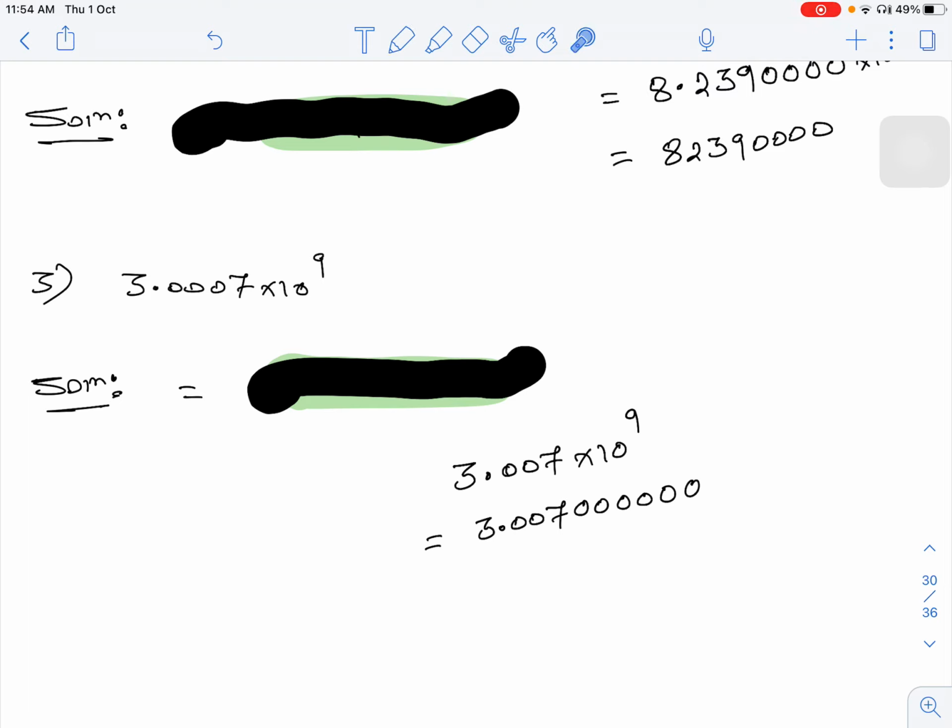Now when you are moving this decimal to the right, what will happen? The power of this 10 goes on decreasing. So it will become equal to 3007, then 1 2 3 4 5 6 zeros. Okay, so now this one is what? This one is the usual form of this number.